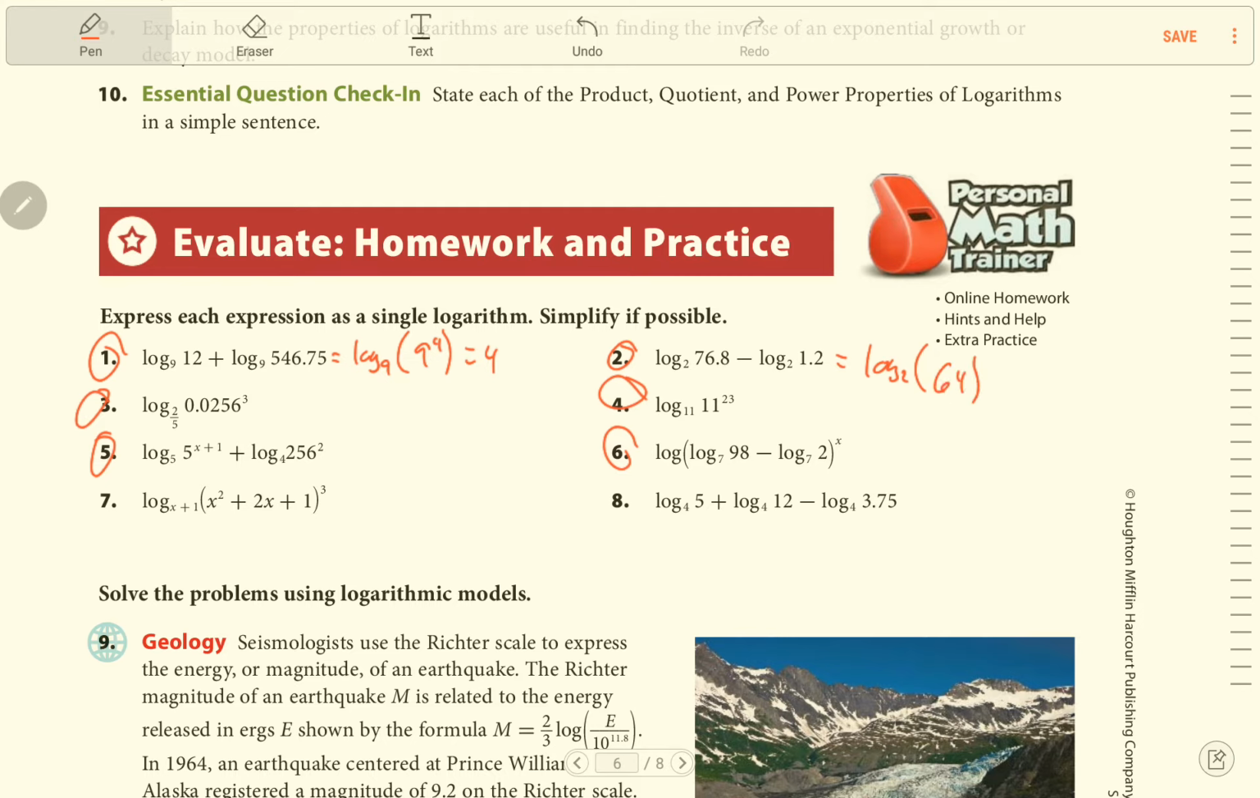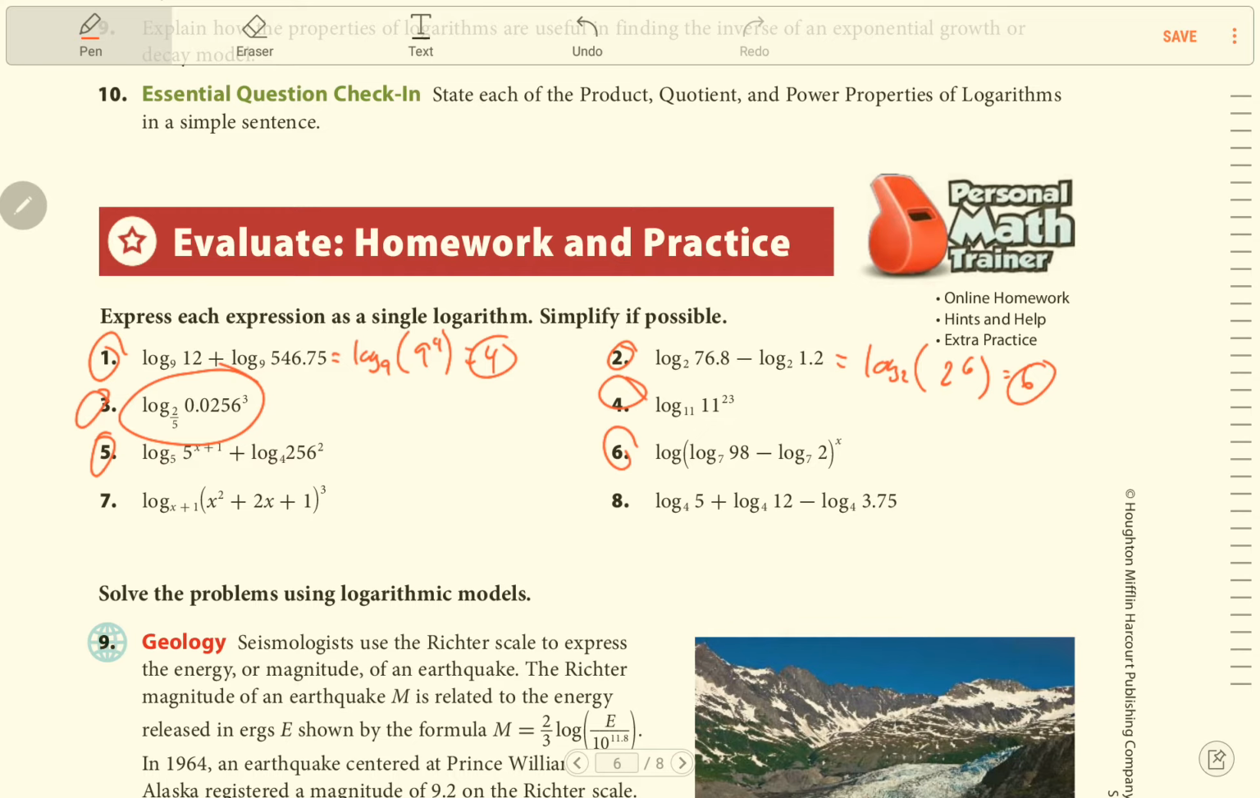Now, log base 2 of 64, well, 64 is a power of 2. 64 is 2 to the 6th. Actually, I'm just going to do it this way, like so. Just like we had over here, when the bases match up like that, we can just use the exponent as our answer. So the answer is 6. Simplifies nicely. Okay, we can keep on here.